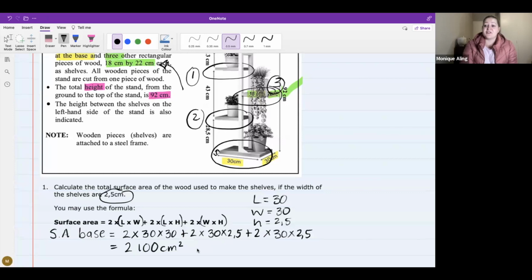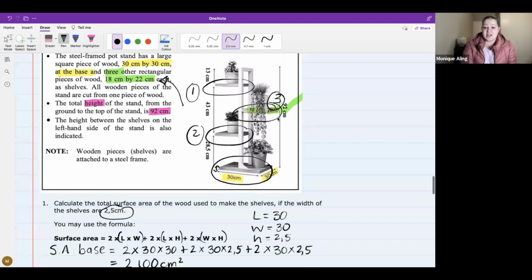Okay, but now we need to work out the total surface area of all the shelves. So there are 3 other shelves. However, all these shelves have the same dimensions. Okay, so I'm going to ask you guys to work out the total surface area of those 3 shelves for me. Because they're all the same dimension, you could just do it once and times your answer by how many shelves we have. Let me know if you need some help.